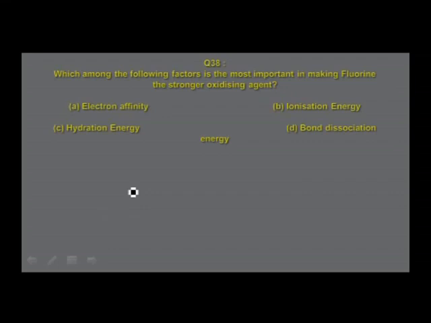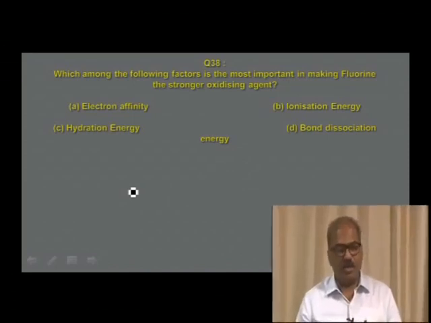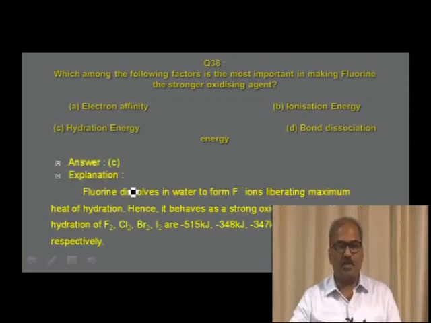Which among the following factors is the most important in making fluorine the stronger oxidizing agent? Is it option A, electron affinity, option B, ionization energy, option C, hydration energy, and option D, bond dissociation energy? The answer for this question is, I find, in option C, that is hydration energy.